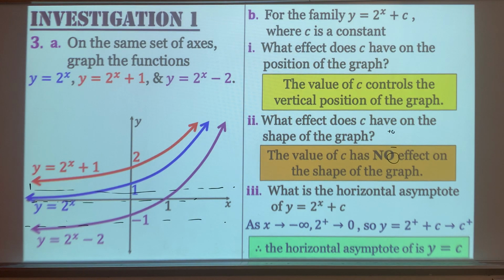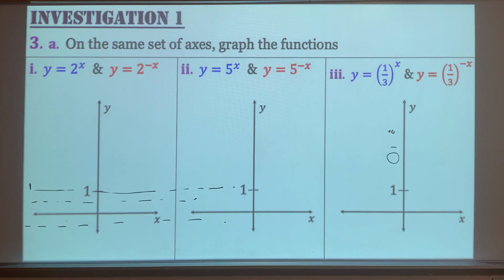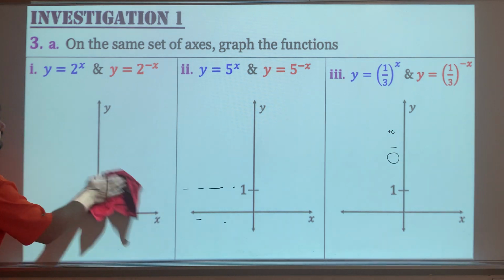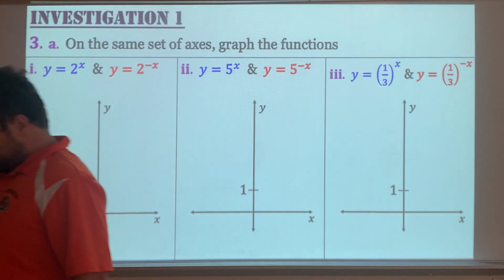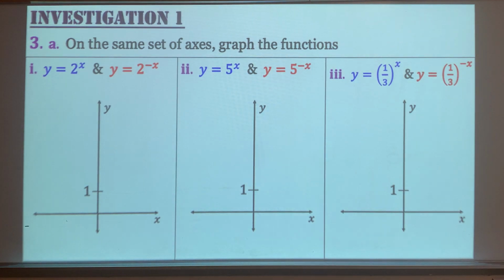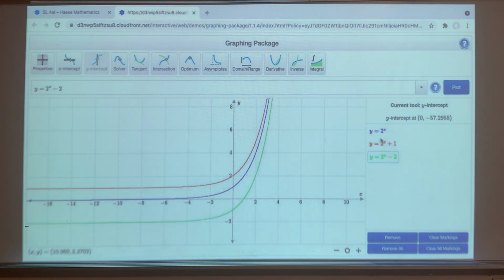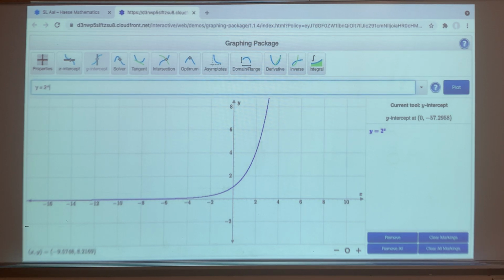Now I just messed up my board. All right, another part of the investigation. Now we're going to do this. On the same set of axes, graph these two functions: 2 to the x and 2 to the negative x. I already have 2 to the x, so I can just click on these and hit remove. I want to remove the green, remove that one. Then I want 2 to the negative x, so 2 caret negative x. And I get that.